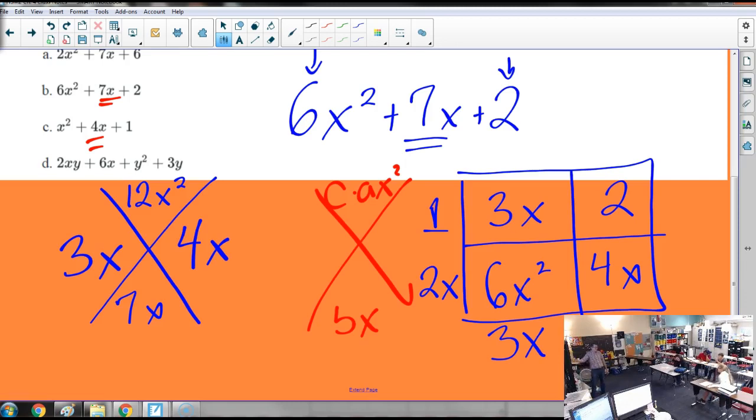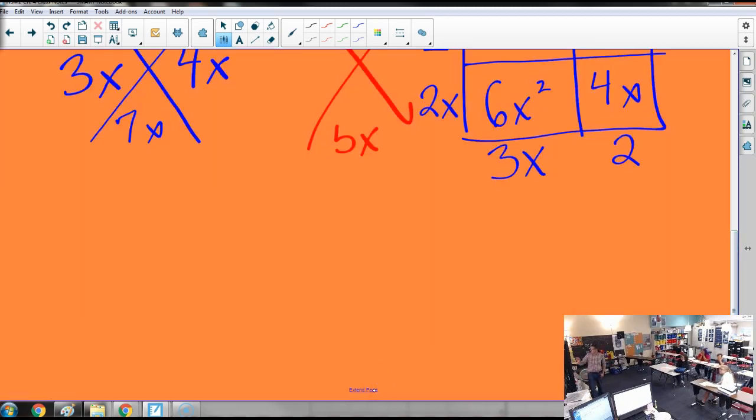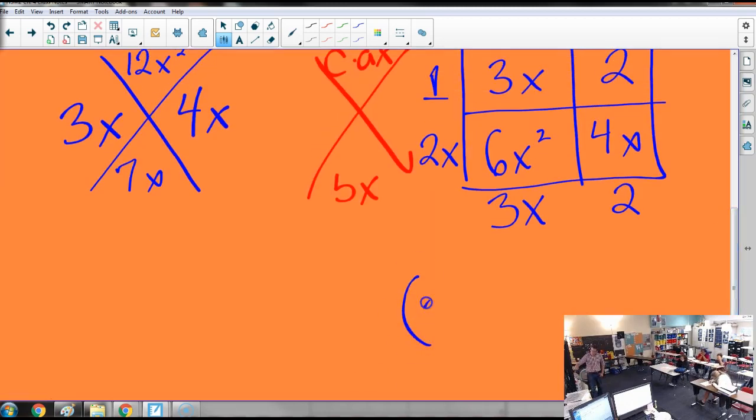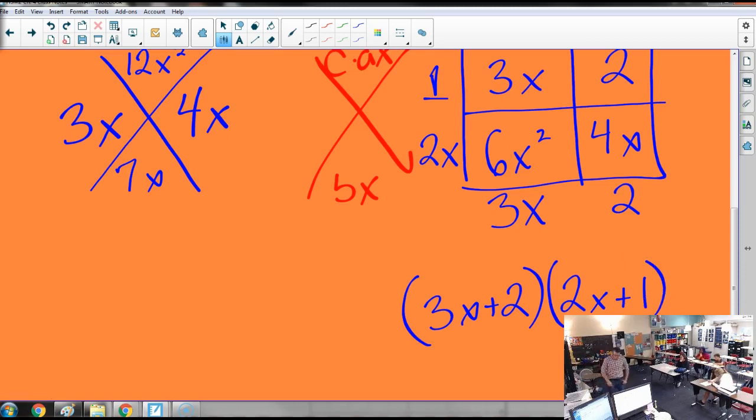Does this get what we have in our rectangle? Yes, I think I get it. Our factored dimensions are 3x plus 2, 2x plus 1. Now, I'm not even going to talk about zeros because that was way too much over-teaching.